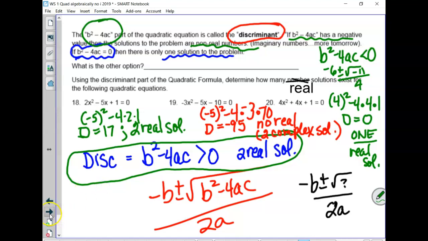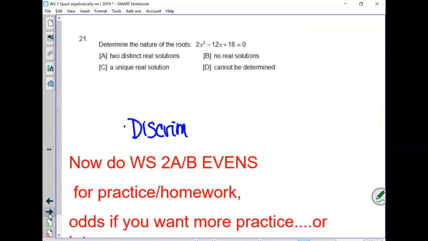Everybody okay? So, last question on these notes. Determine the value, the nature of the roots.